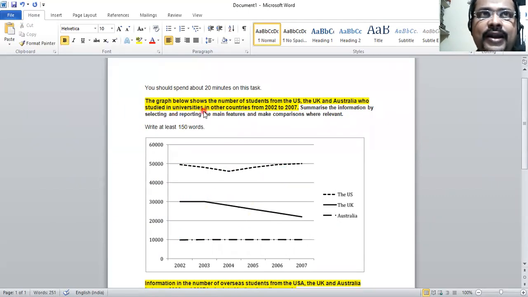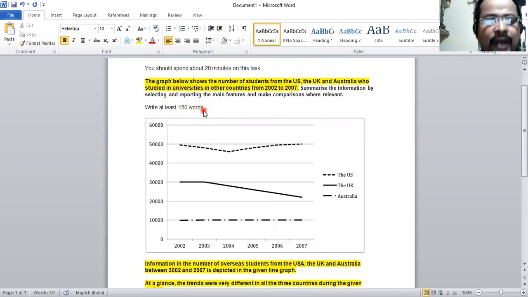In the introduction of this particular graph, we say what the picture is and what it is about. What is the picture? A bar graph? No, it's a line graph. It is already said there that it is a line graph. And what is shown in this line graph is information on the number of overseas students from the USA, the UK, and Australia, and when it happened: from 2002 to 2007.